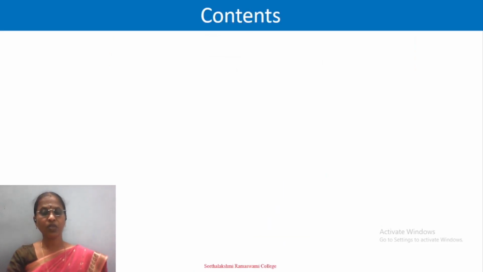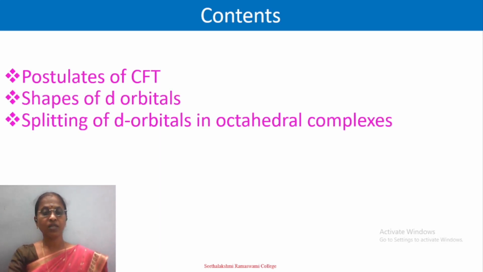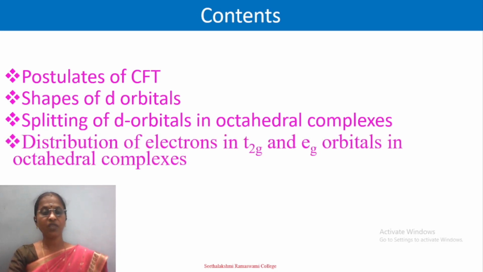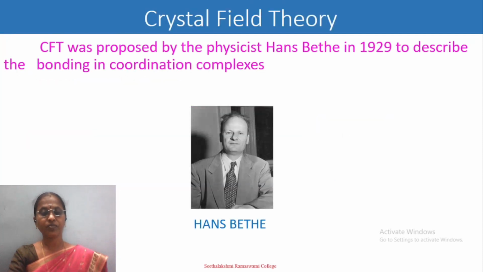The contents of the topic are postulates of crystal field theory, shapes of d orbitals, splitting of d orbitals in octahedral complexes, distribution of electrons in T2g and Eg orbitals in octahedral complexes, and calculation of crystal field stabilization energy. Crystal field theory was proposed by the physicist Hans Bethe in 1929 to describe the bonding in coordination complexes.